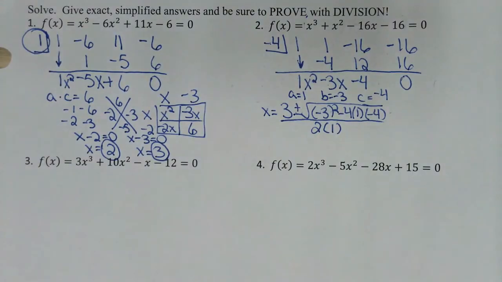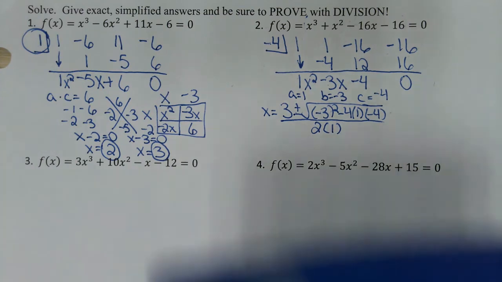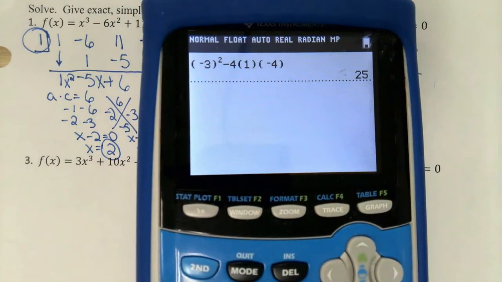We need to type in our discriminant, that's the part underneath the radical, into our calculator. So -3, make sure I put it in parentheses because it's negative, squared, minus 4 times 1 times -4. And my discriminant, I get 25.